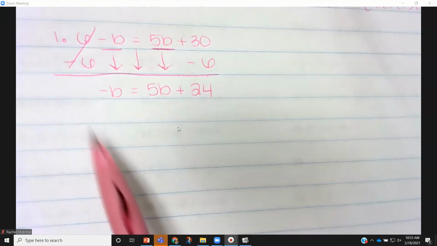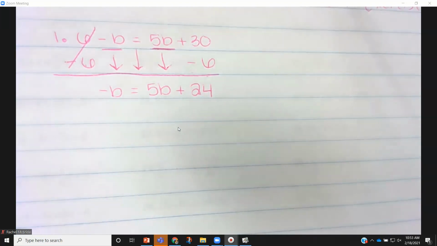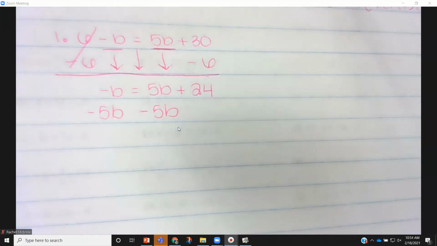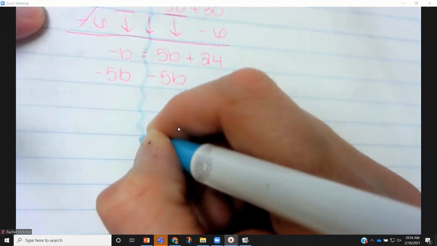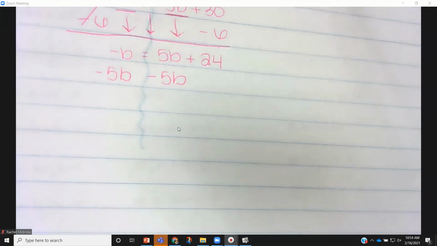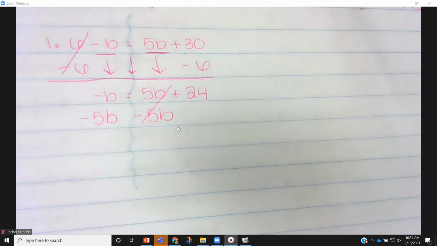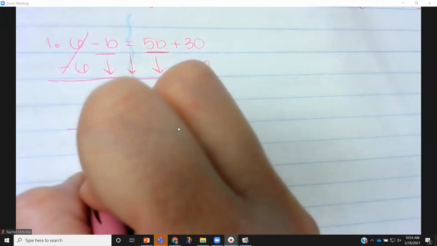So I need to get the b's together. Zoe, what do you think I'm going to do? Perfect. I'm going to subtract 5b from both sides. That equal sign in math is kind of like a river. If you're crossing the river, you've got to do the same thing on both sides of the river. So there's my river. I moved the 5b's. So this side's gone. Negative b minus 5b. Now you've got to be careful. That becomes a bigger negative. What do you think, Dominique? Negative 6b. Yep.